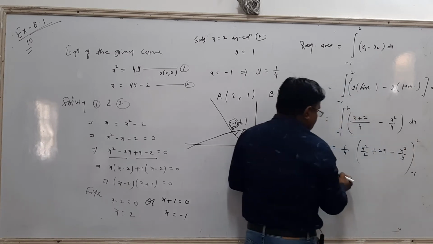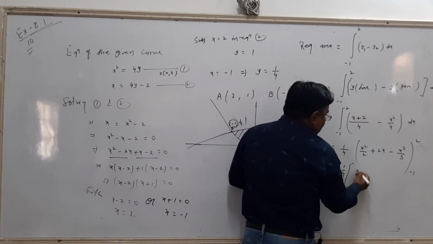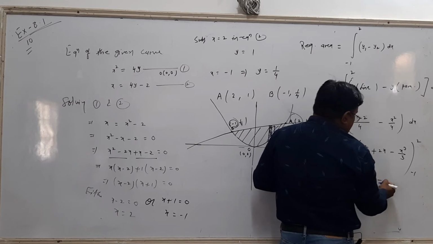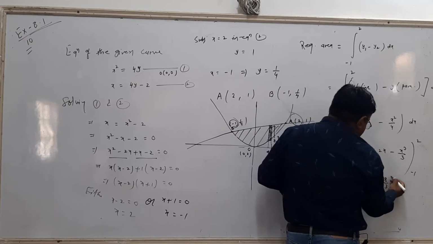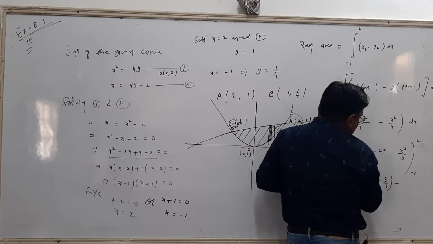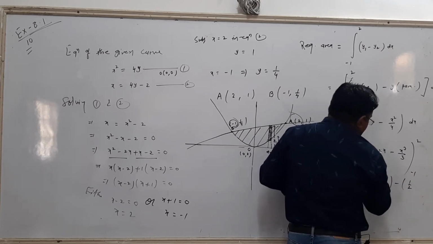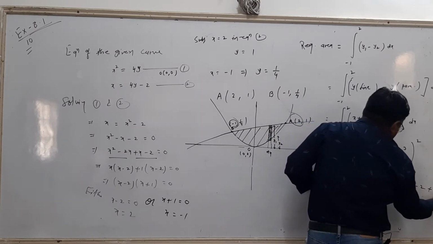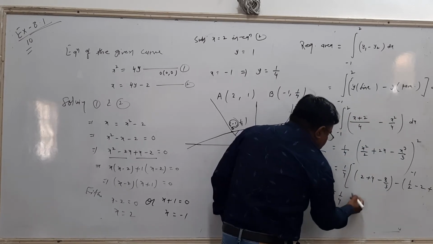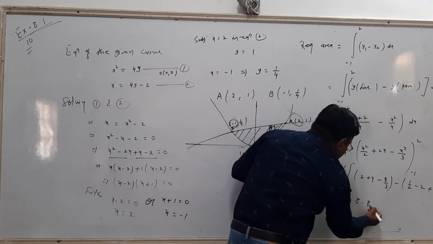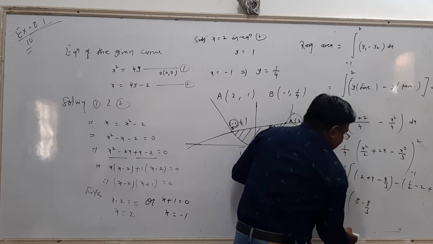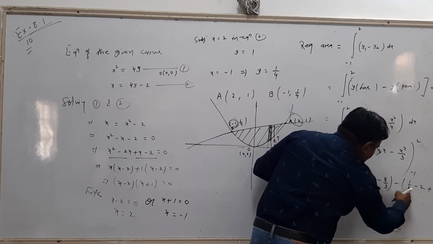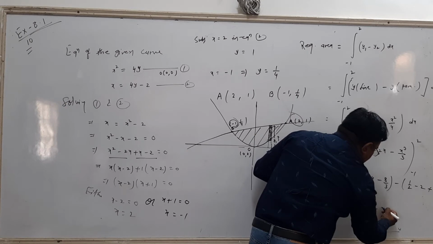First the upper limit: 2 ka square 4, 4 upon 2 is 2, 2 2s are 4, then 2 ka cube 8, that is 8 by 3. Minus, lower limit: minus 1 ka square plus 1, that is 1 by 2, minus 2, and minus 1 cube, that is minus minus plus 1 by 3. So then 1 by 4 as it is, 2 plus 4, 8 minus 8 by 3, and then minus, half minus 2, that is minus 3 by 2.